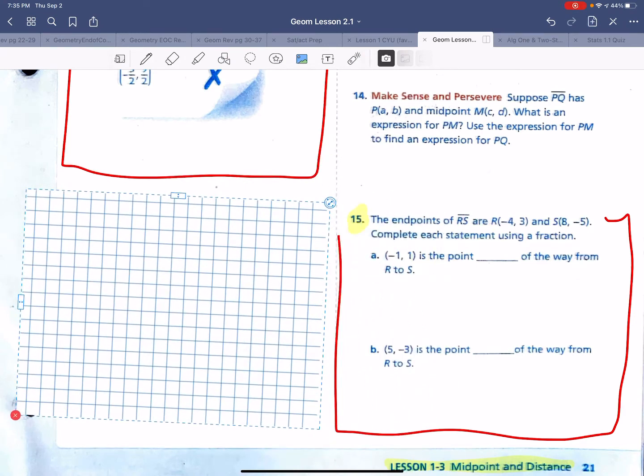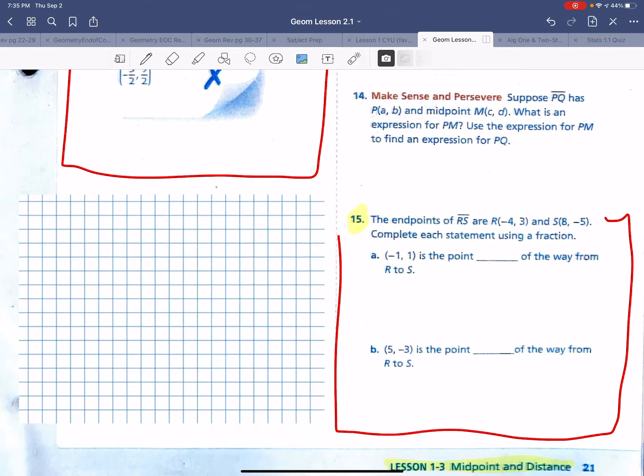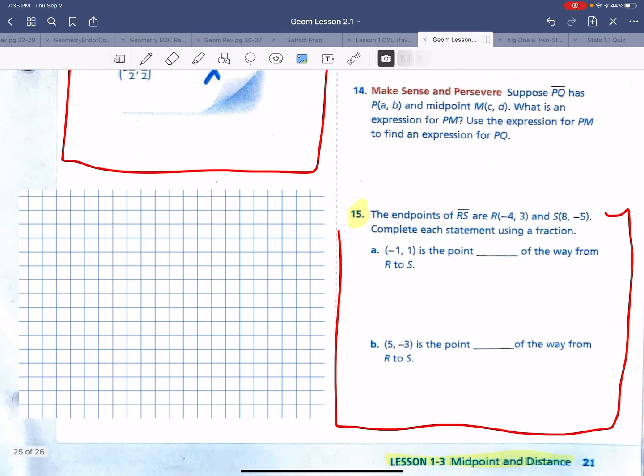When I think about this, I think about graphing. It says there's an endpoint, segment RS. We know the coordinate of the first point and the coordinate of the second point. Complete each statement using a fraction. All right, so this means left, right? And that means up. This means right, and that means down.